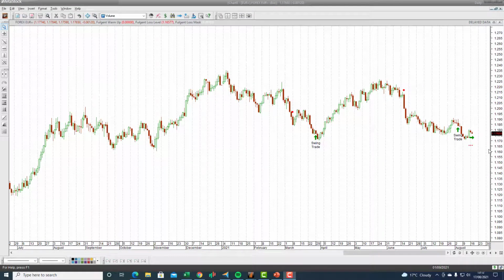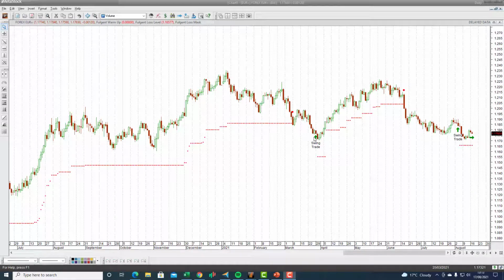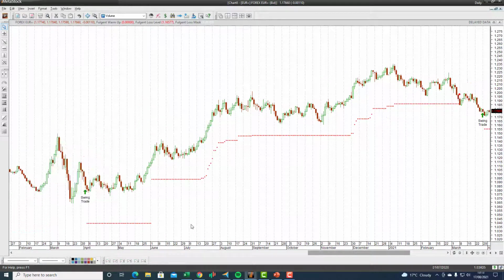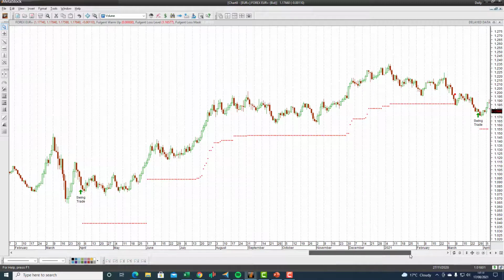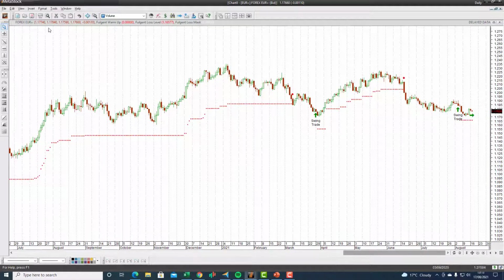Interestingly enough, we've got a swing trade signal on the Euro USD currency pair. You can see the last swing trade also worked out quite well. And then the previous one, we had this huge swing trade back in April that also lasted multiple months. But interestingly, we've got a swing trade signal on the Euro USD with a trailing stop loss at 1.165.